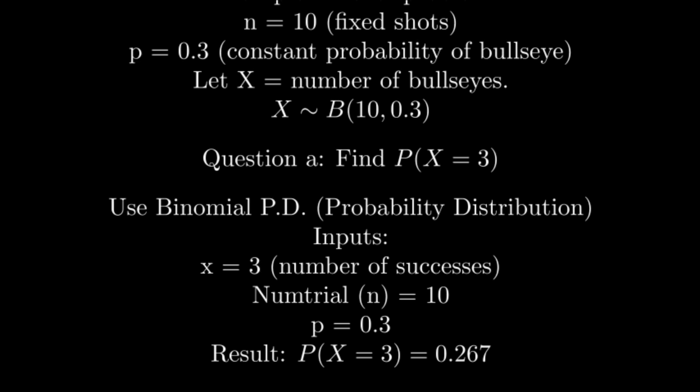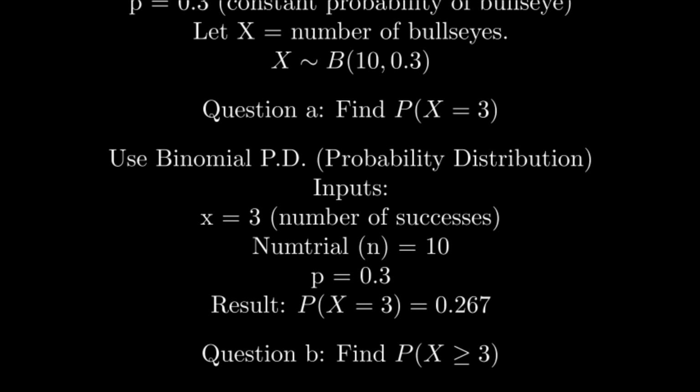Now let's try a different type of question. What is the probability that she hits at least 3 bullseyes? This means we want the probability that X is 3 or 4 or 5 all the way up to 10. We're looking for P(X ≥ 3). Calculating each of these probabilities individually and adding them up would be tedious. Instead, we use the complement rule and another calculator function.